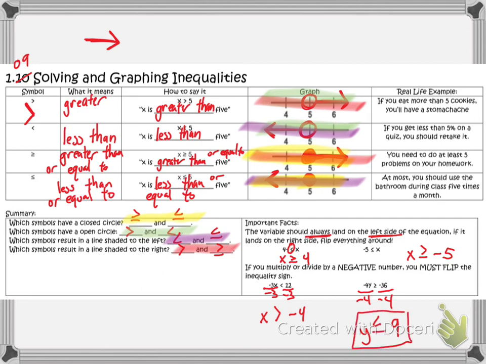So these are your 2 rules you must remember every time. The variable is always on the left side. When you finish it, make sure your variable is on the left side. And if you're multiplying or dividing by a negative number, in your mind that should trigger you that you have to flip the inequality. That is very, very important. Alright, let's go ahead and let's try some examples.